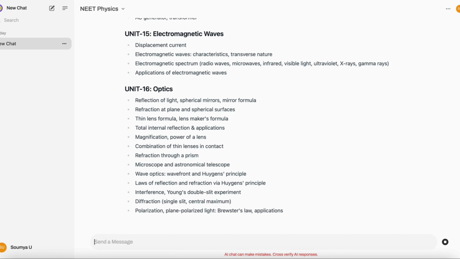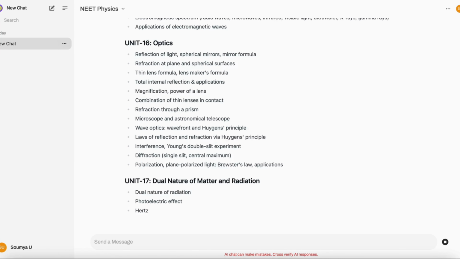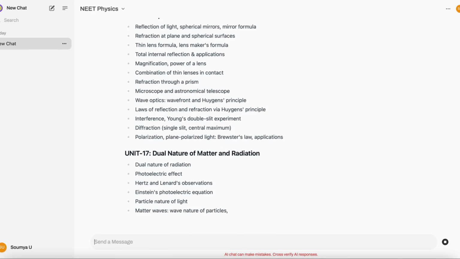interference, Young's double slit experiment, diffraction, single slit, central maximum, polarization, plane polarized light, Brewster's law, applications. Unit 17, Dual nature of matter and radiation. Dual nature of radiation, photoelectric effect, Hertz and Lenard's observations, Einstein's photoelectric equation, particle nature of light, matter waves, wave nature of particles, de Broglie relation.